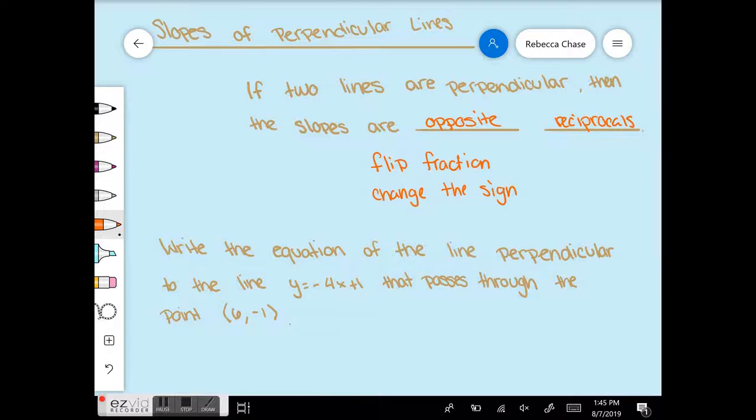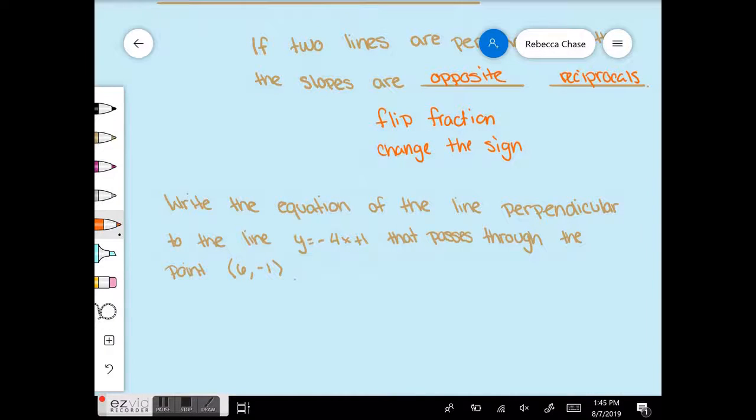So when I look at this first example, all right, write an equation. As soon as we see that, we know we're going to work with y equals mx plus b. It's just like the last one. Of the line perpendicular to the line y equals negative 4x plus 1 that passes through the point 6 comma negative 1. All right, so we're going to go through the same exact process that we did before. We're going to look at the slope of this line and we're going to say, okay, because it's perpendicular, we know we have to change the sign. So the negative 4 is going to go to a positive 4.